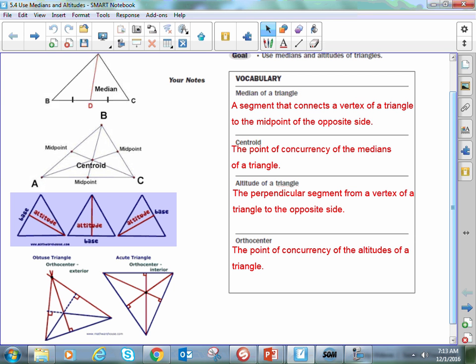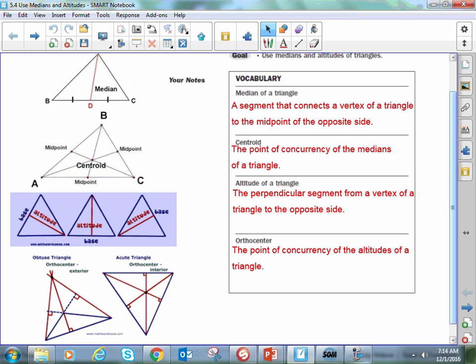If we had a rigid piece of paper, something that wasn't very flimsy, we could actually cut it out and lay it on top of, say, a pencil or something that was standing vertically. If we put the centroid on top of that, it would balance at that point, so the triangle wouldn't fall over.